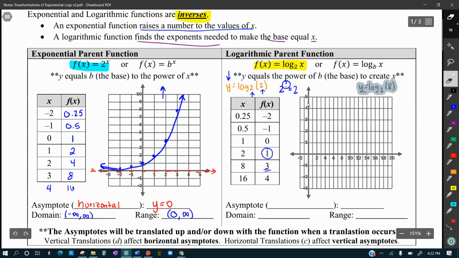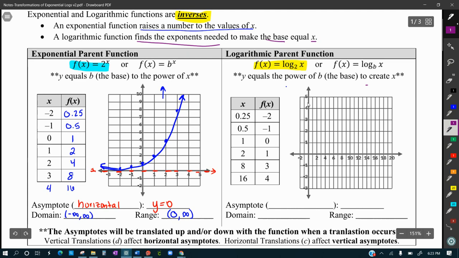And so now let's look at what our tables look like. Let's compare these two. On my exponential, my x's went from -2, -1, 0, 1, 2, 3. Look at your y's on the log. They're opposites. The x's in the exponential are the y's for the log. And the y's for the exponential are our x's on the logarithm.